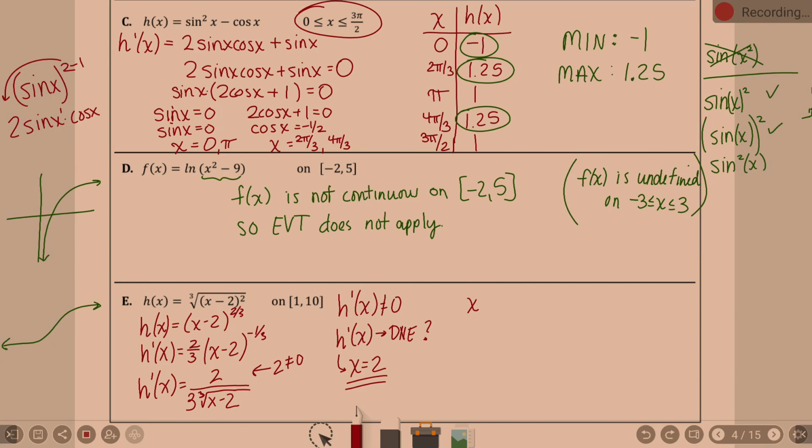Okay, x and h of x. What values do we need here? 1, 2. Our critical value was 2, because that's when my derivative does not exist. The derivative never equaled 0, so that was an issue. And then 1 and 10 were my endpoints. Your y values are 1, 0, and 4.